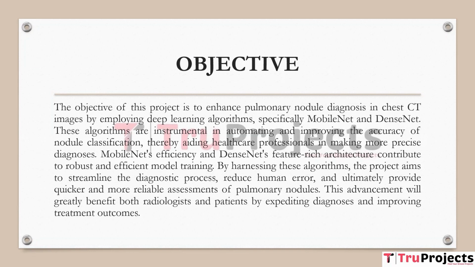These algorithms help in the automation and improvement of nodule categorization, allowing healthcare practitioners to make more exact diagnoses. The efficiency of MobileNet and the feature-rich design of DenseNet both contribute to robust and efficient model training. The project's goal is to use these algorithms to streamline the diagnosis process, eliminate human error, and ultimately deliver faster and more trustworthy evaluations of pulmonary nodules. This breakthrough will assist both radiologists and patients by speeding up diagnosis and boosting treatment results.